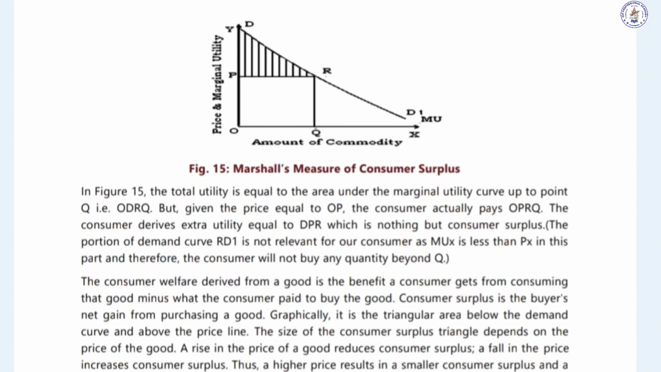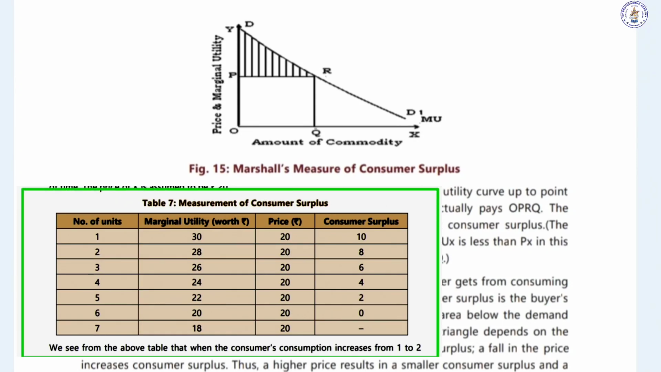With the idea of the same table given in page number 2.55, you just refer to figure 15 in page number 2.57. On the y-axis you have the price and the marginal utility, and on the x-axis you have the amount of commodity. Now, with various units, the marginal utility gained by him is more, the price being the same.